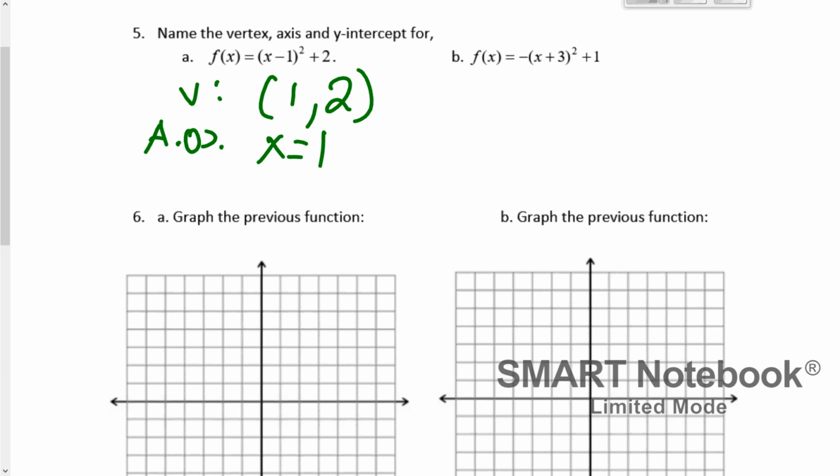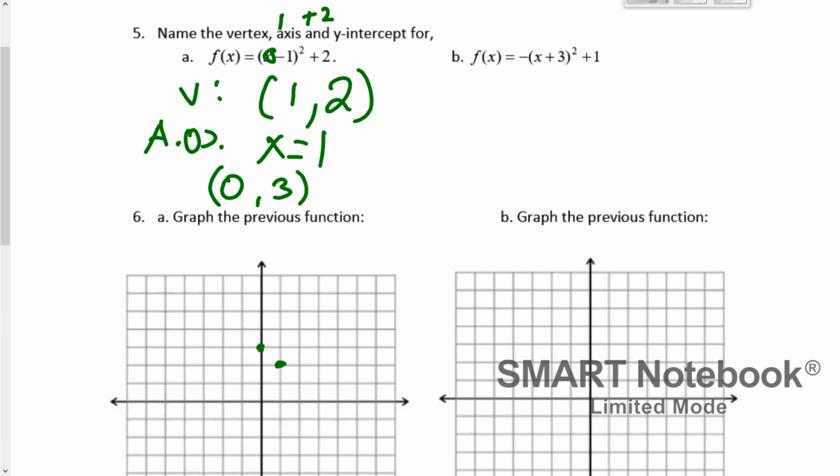Okay, and then our y-intercept, we plug in 0 in for x. So we're going to plug in 0 here. 0 minus 1 is negative 1. Negative 1 squared is 1. And 1 plus 2 is 3. Okay, so now we can graph this. We go over 1 up 2. And then we can graph our y-intercept, 0, 3.